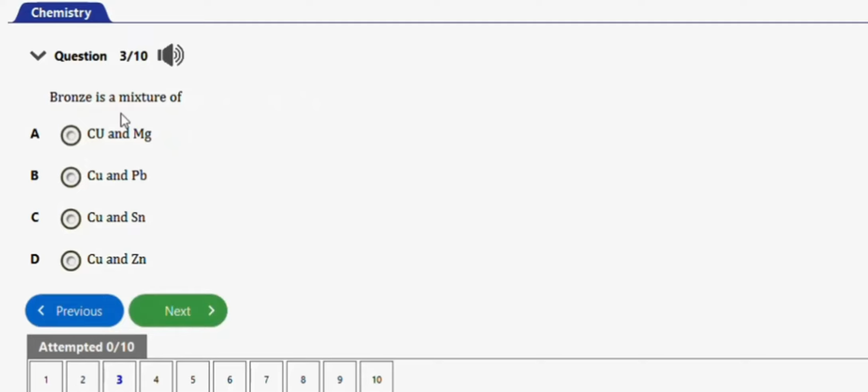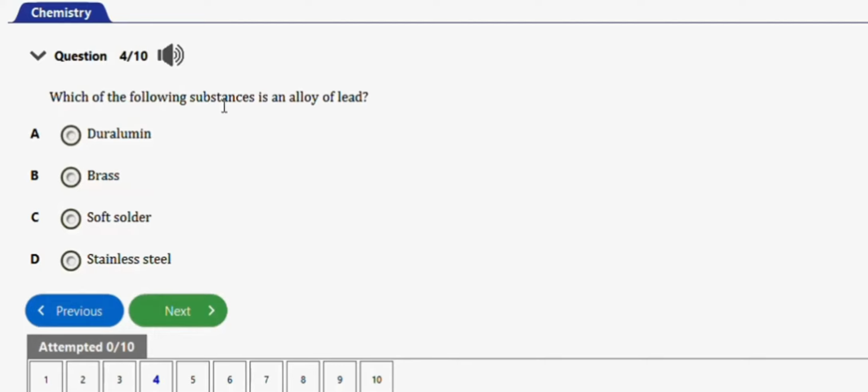It says bronze is a mixture of, we have copper and magnesium, copper and lead, copper and tin, copper and zinc. So the right answer is option C, copper and tin. Very important, guys. These questions we are attempting are very important, so get used to them and the right answers. Next subject question will be this one.